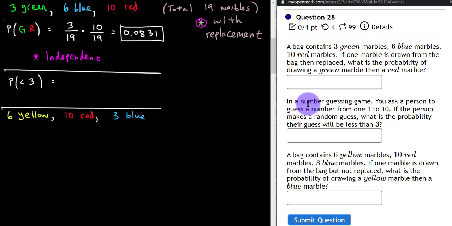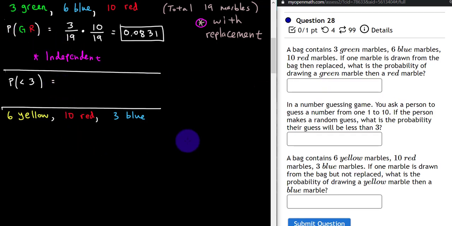In a number guessing game, you ask a person to simply guess a number between 1 and 10. If the person makes a random guess, what's the probability their guess will be less than 3? So I'm assuming they're talking about whole numbers here. So if they're saying less than 3, then that would be the person either saying a 2 or a 1, right? 2 or 1. So there's only 2 possibilities out of the 10 that this person could say, assuming that they're only saying whole numbers.